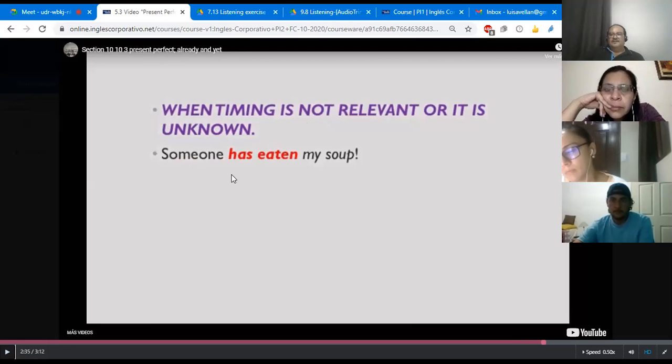I put a chocolate on the table. Someone has taken my chocolate. But you don't know if it was, probably I put it in the morning. And then in the afternoon when I was returning home, I didn't find the chocolate. And then you say, someone has taken or eaten my chocolate. Okay, so this is when you don't know exactly what happened. You have an idea, okay? Someone has taken my cell phone.